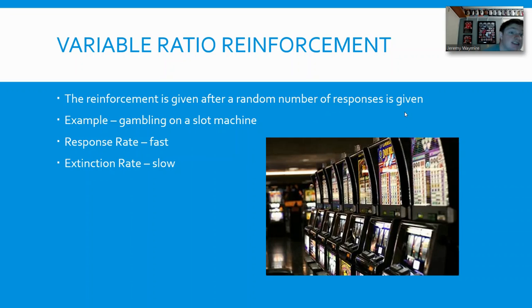The example here is gambling. You hit the slot. You don't know if you're going to win or not. Sometimes you win first try. You get lucky. Sometimes you don't win all night. The response rate is fast and the extinction rate is slow. So people are going to be doing this. This type of conditioning sticks with them. The extinction rate is slow.